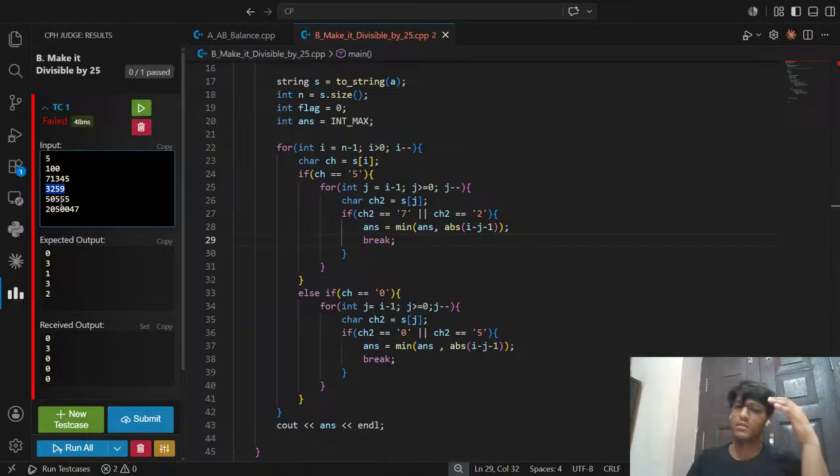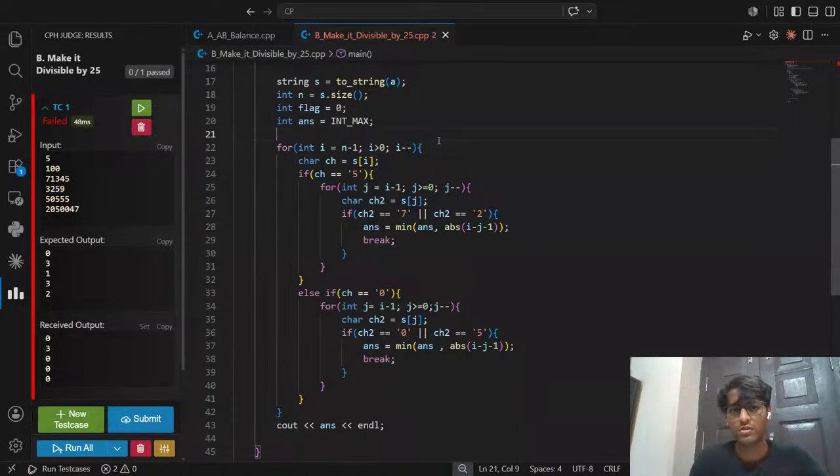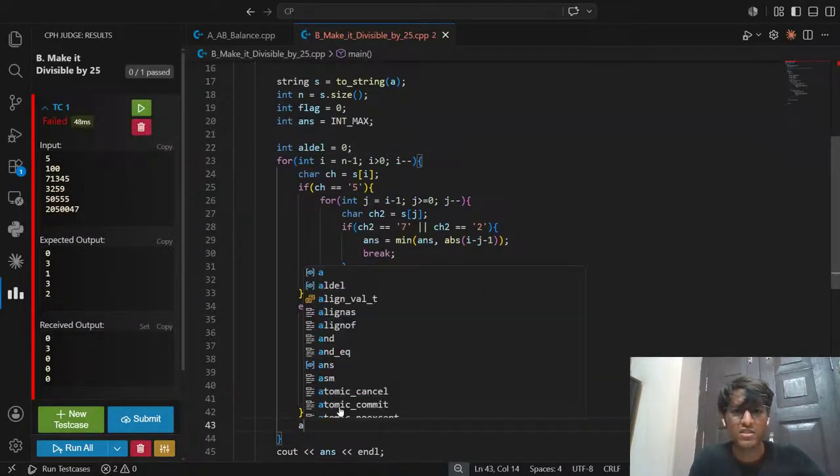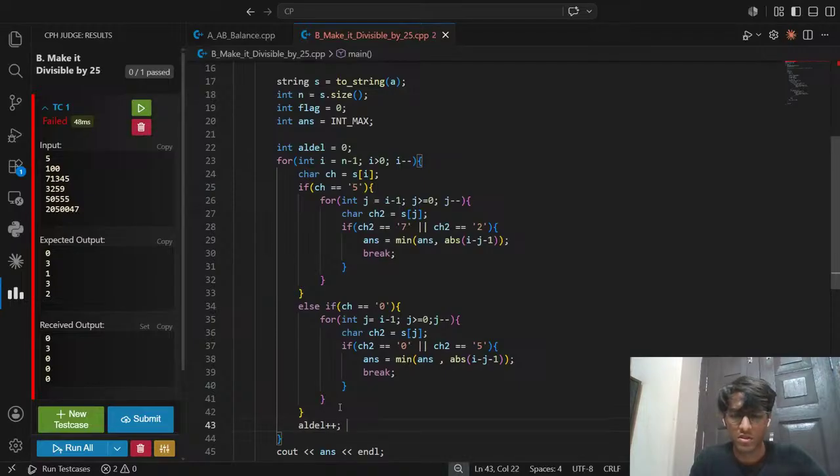Because the number of integers which have already been deleted, that's also needed. Should I take a separate variable for that? Yeah, I should actually do a separate variable for that and just add it in both conditions. Int all delete, zero. After every test case, all delete plus plus, and add all delete.